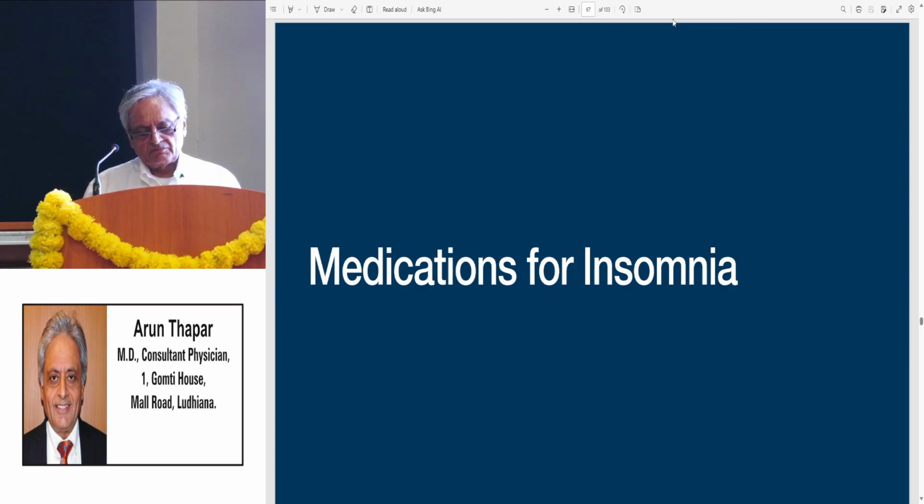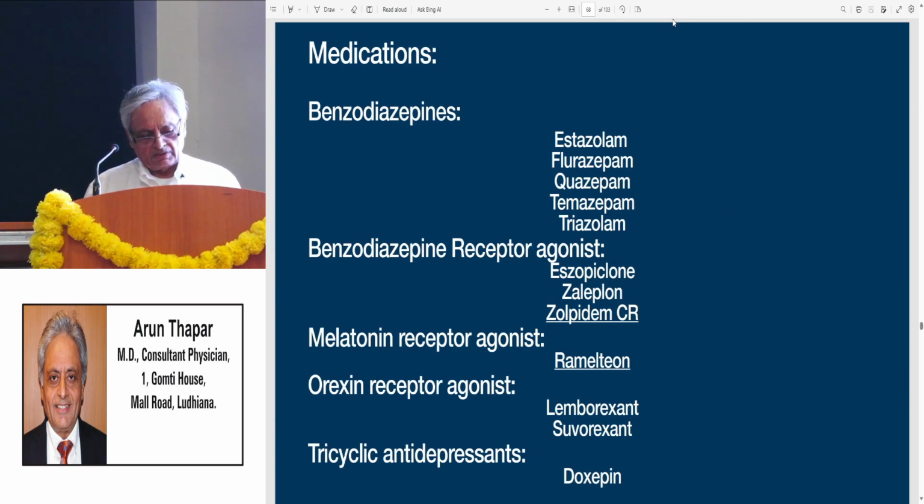Certain medications which we are using are classified into the following, which I have mentioned over here: the benzodiazepines, certain benzodiazepine receptor agonists, melatonin receptor agonists, orexin receptor agonists, and tricyclic antidepressants. Normally we are using zolpidem, the benzodiazepine receptor agonist, which is pretty safe, or ramelteon, which is the melatonin receptor agonist, which is also a pretty safe drug.